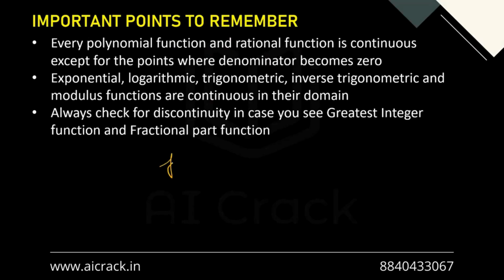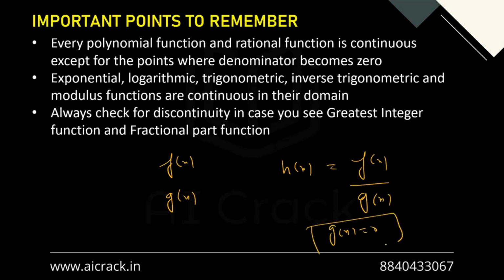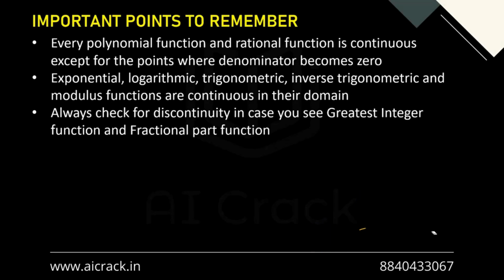Let's say we have two polynomial functions, the first one is f(x), second one is g(x). Now we have created one rational function h(x), that is f(x)/g(x). Now when g(x) equals 0, function won't be defined, so at those points this entire rational function would be discontinuous because g(x) equals 0 and function is not defined at those points. At all other points polynomial functions are continuous, and for rational functions we have to look at the points where denominator becomes 0. If you exclude those points they are continuous everywhere.